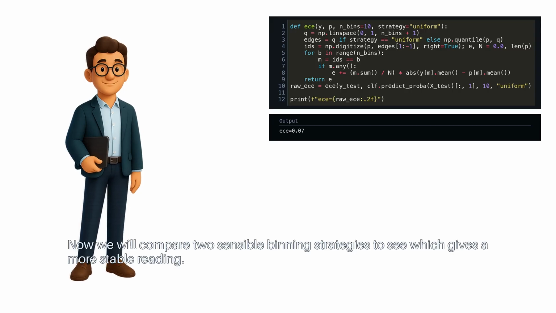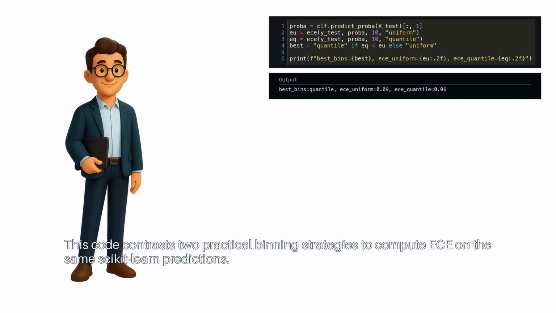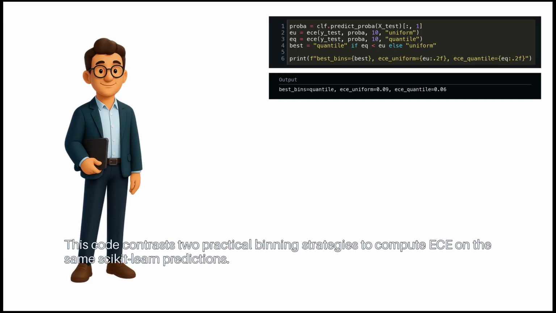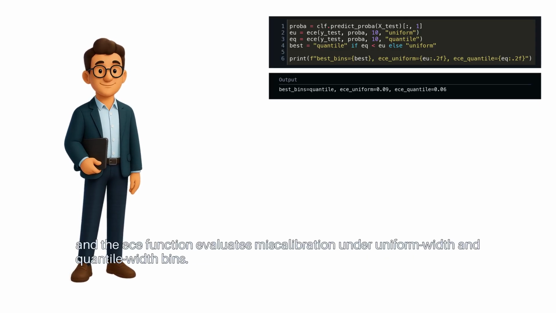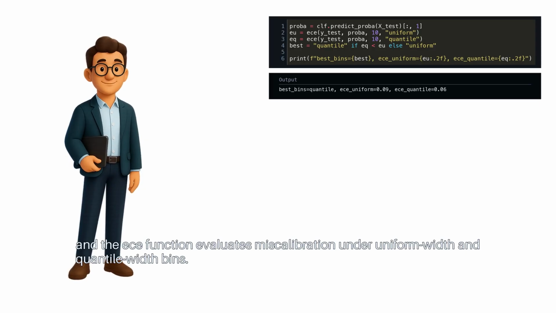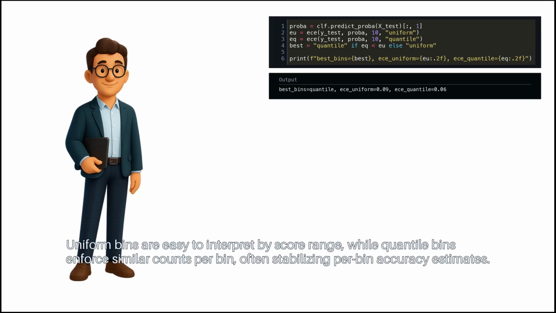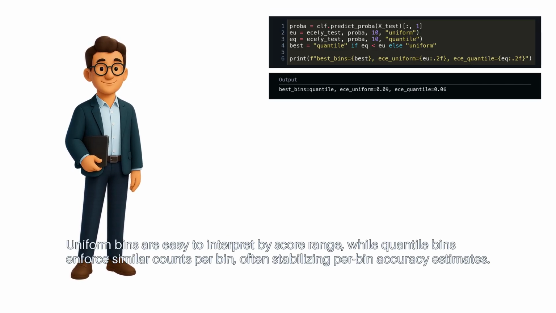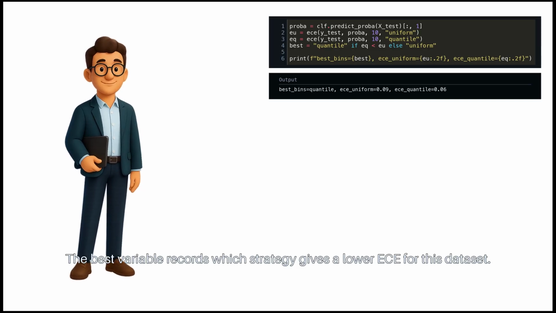Now we will compare two sensible binning strategies to see which gives a more stable reading. This code contrasts two practical binning strategies to compute ECE on the same scikit-learn predictions. The variable proba holds probabilities from clf.predict_proba, and the ECE function evaluates miscalibration under uniform width and quantile width bins. Uniform bins are easy to interpret by score range, while quantile bins enforce similar counts per bin, often stabilizing per-bin accuracy estimates. The best variable records which strategy gives a lower ECE for this dataset.